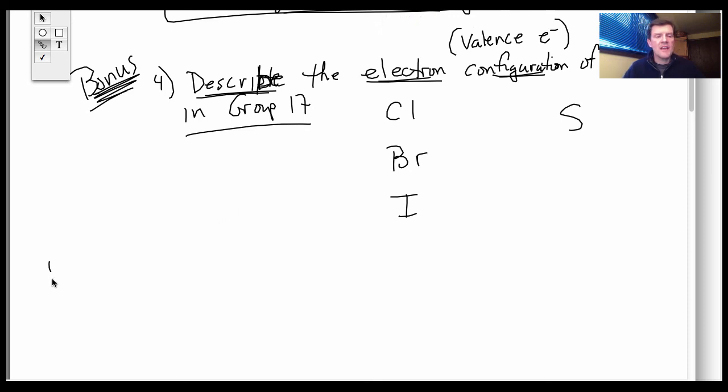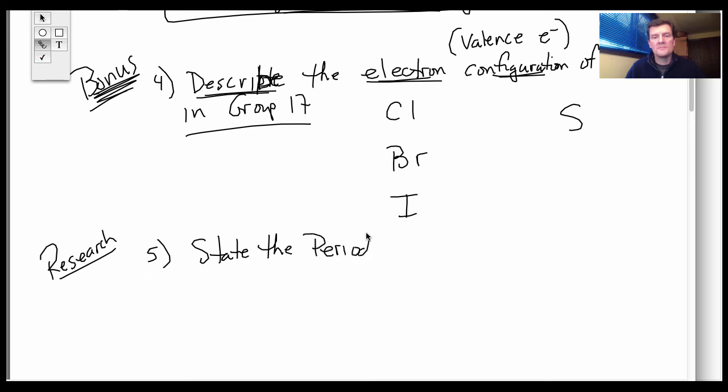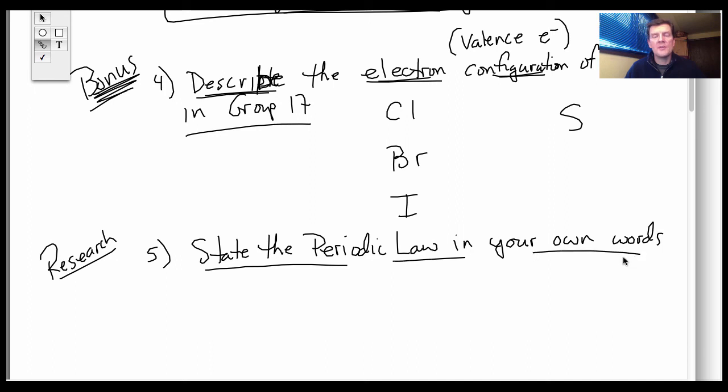Okay, and then your last question here is going to ask you to do a little bit of research, or looking back at a previous chapter, and that is number 5. I want you to state the periodic law. This is crucial here, in your own words. Of course, you can look back and find the periodic law, but I want you to state it using your own vocabulary so that I can see that you understand what it is saying.